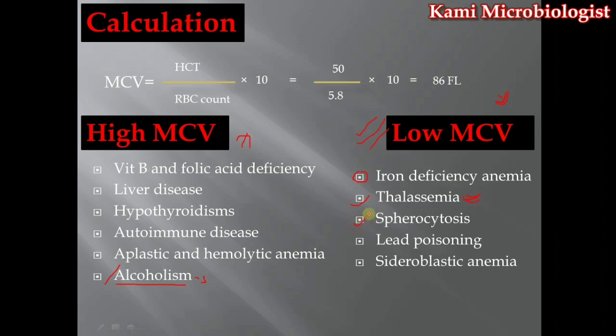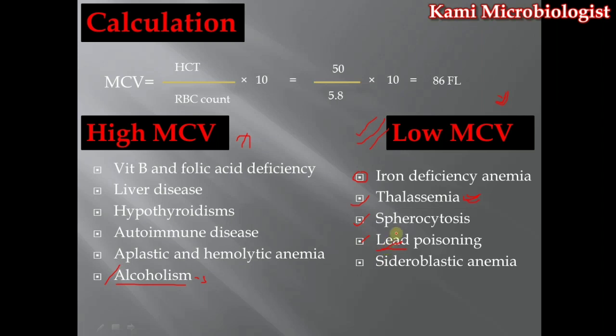Then we have spherocytosis. It means a spherical structure of the RBC. If the RBC is spherical, it cannot pick up the protein as well as the iron, due to which hemoglobin will not be formed. And in this way, the size of the RBC becomes smaller.